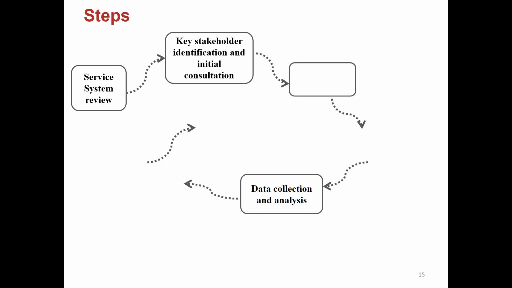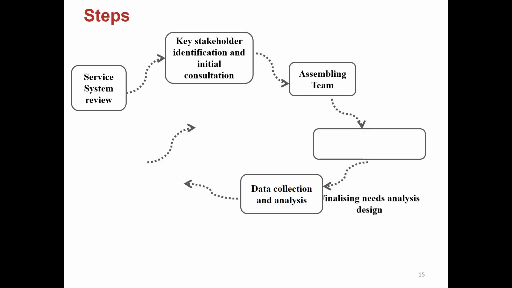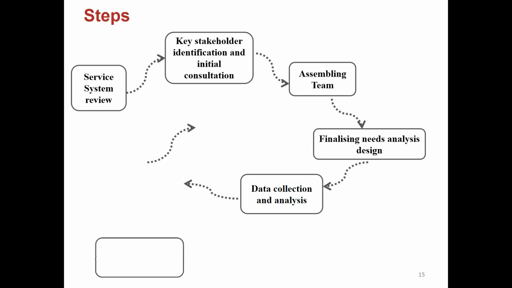Firstly, we conduct a system and service review to see what the gaps are, what the problems are in presentations. Then we need to identify the key stakeholders that will be impacted by the problem, or if the problem needs to be solved, who should be involved. So then we can conduct the initial consultation. Then we form a needs analysis, needs assessment team, and we need to finalize the design. Then we move on to data collection and data analysis.